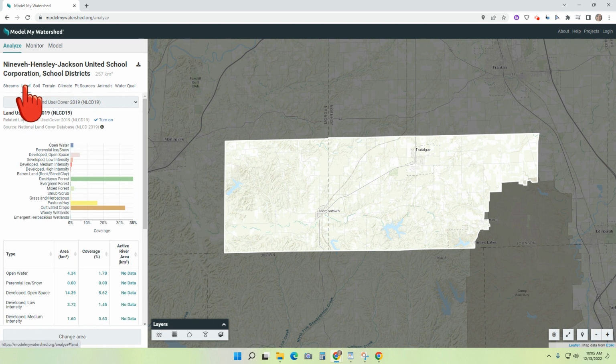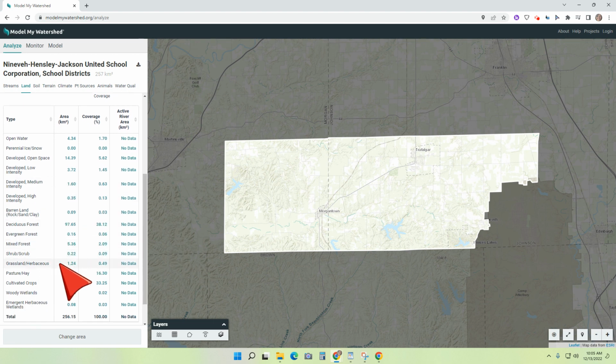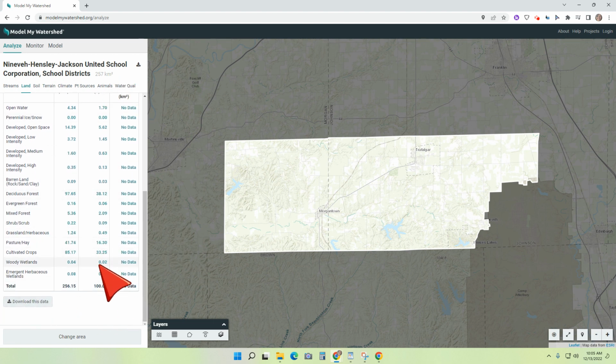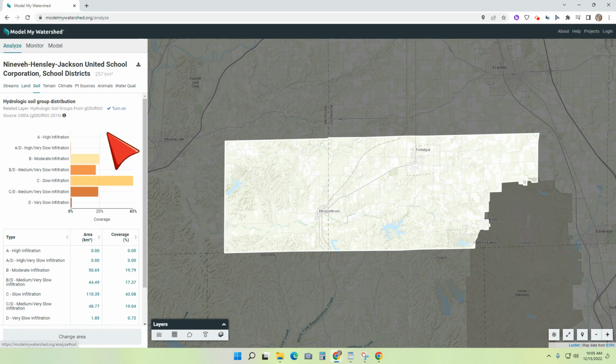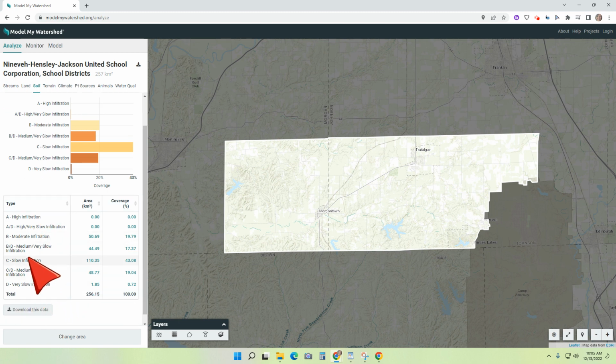You can look at land. What kinds of land do we have? We clearly have the most deciduous forests and cultivated crops. So we have both agriculture and sort of wildlands. You can go a little deeper into that and see those percentages in exact numbers instead of just on the graph. The soil types that we have: we discussed soil in a unit earlier, looking at the type of infiltration that we have. What does it mean to have slow infiltration? We have the most slow infiltration. How is that going to change and be affected by rainfall?